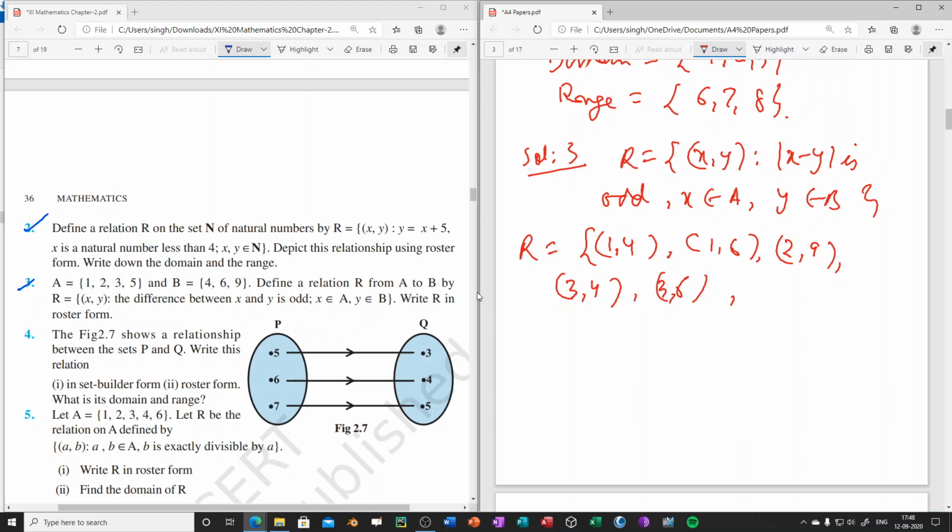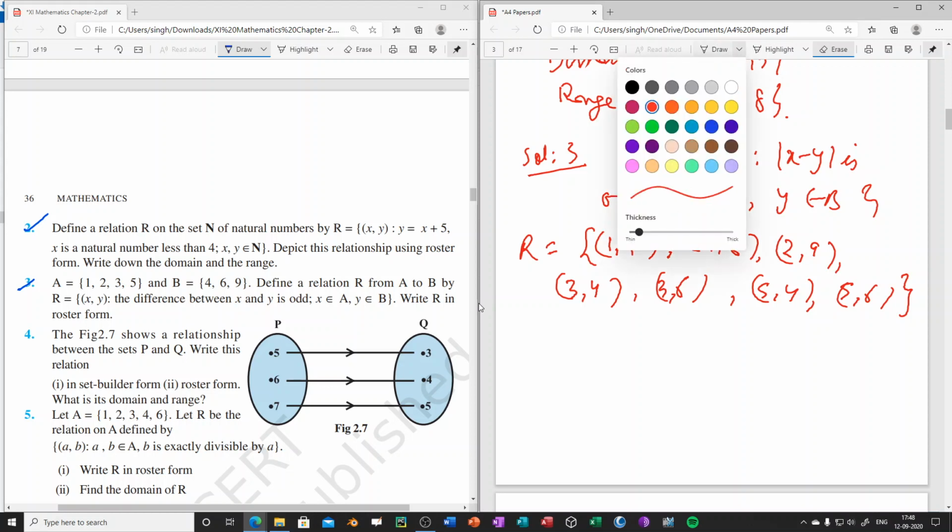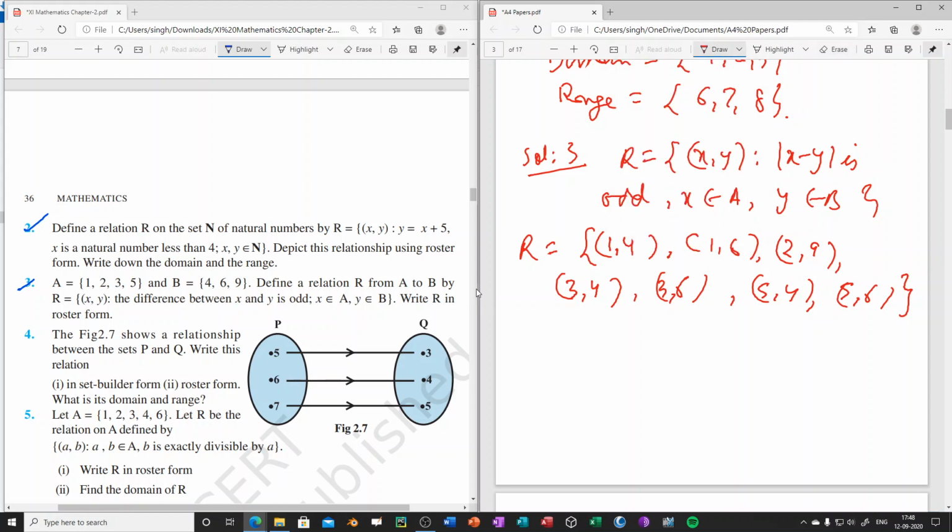Next, let us take the element 5 from the first set. For 5, 4 the difference is 1, so it will be a member of set R. Then 5, 6 again the difference is 1, so it will be a member of set R. Then 5, 9 the difference is 4. So only these will be the elements of set R. So this is our relation R, written in roster form. This is complete, so solution 3 is complete with this.